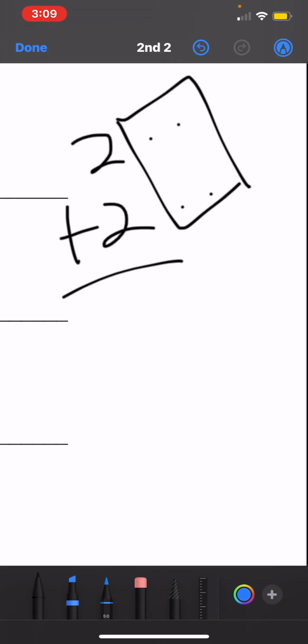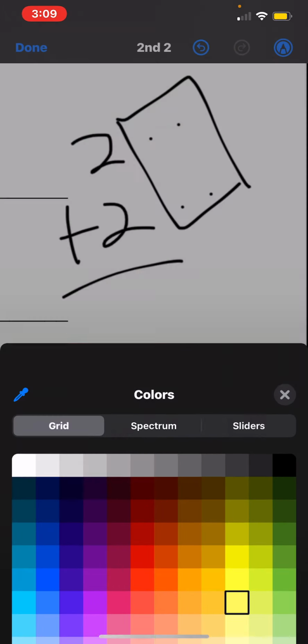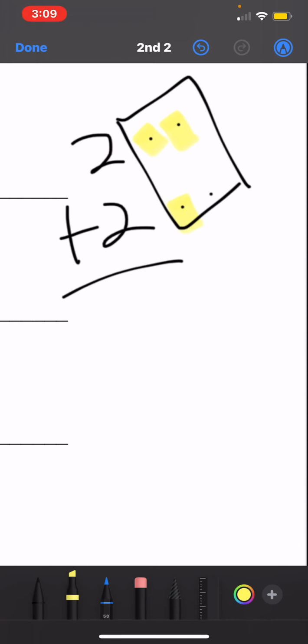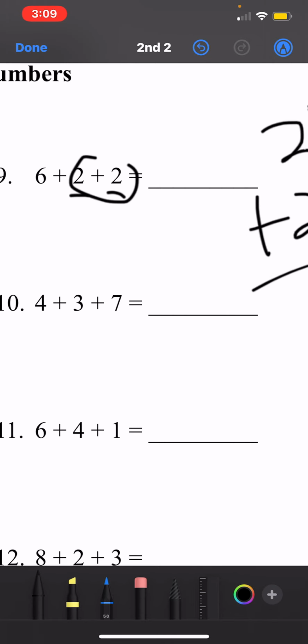Now, let's count how many dots we have inside the box. There's 1, 2, 3, 4. There's 4 dots, which means our answer is 4. So, 2 plus 2 equals 4. Now our next goal is to add 6 with 4.